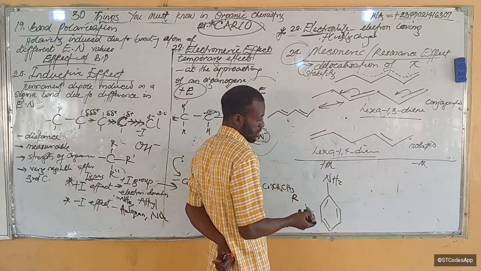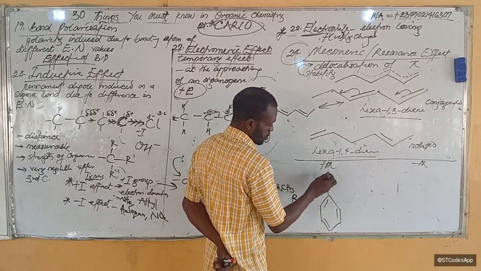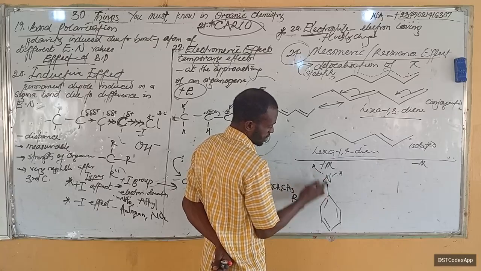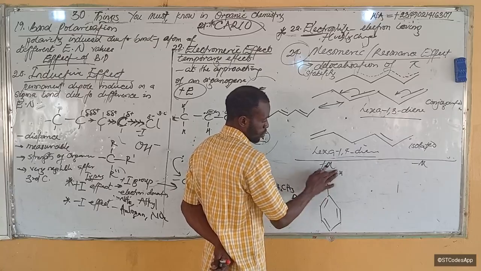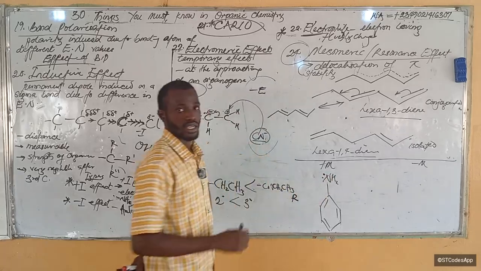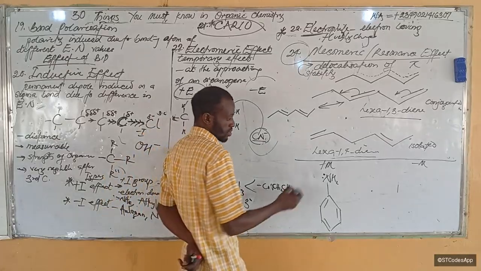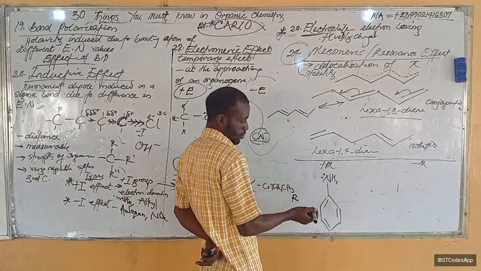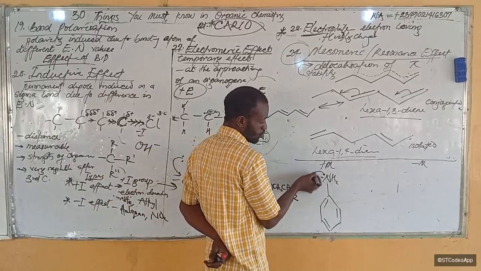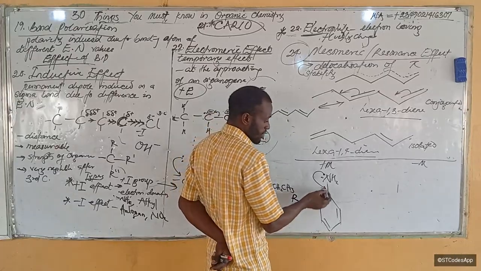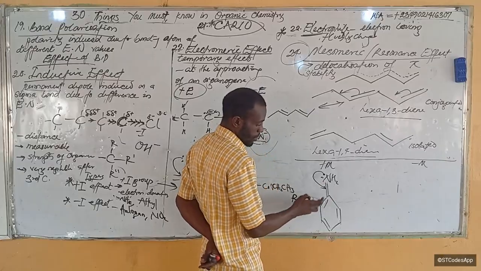If you count the octet structure, this nitrogen is bonded to two H's, so that's 1, 2, 3, 4, 5, 6. For it to have 8, it needs 2 more electrons. So for a complete octet, it needs 2 more electrons there. So this lone pair can be used to form a bond with this carbon. If it uses it to form a bond, what will happen?